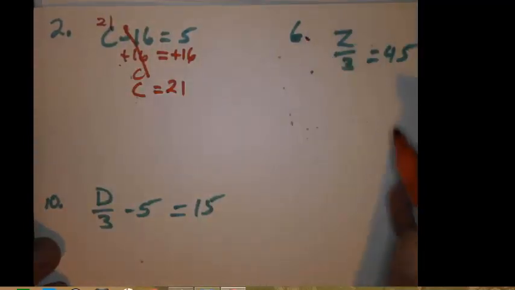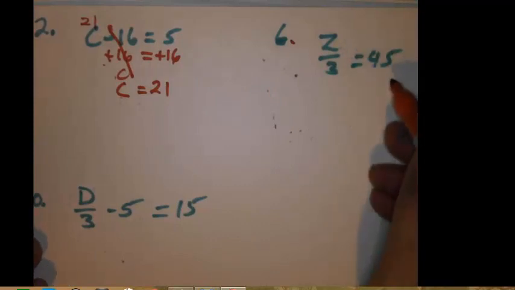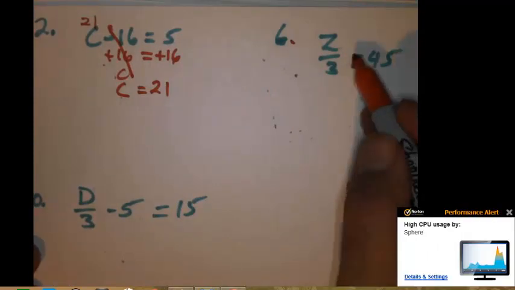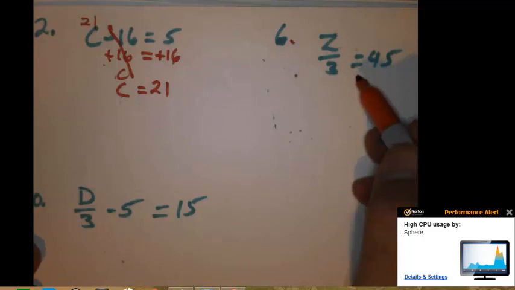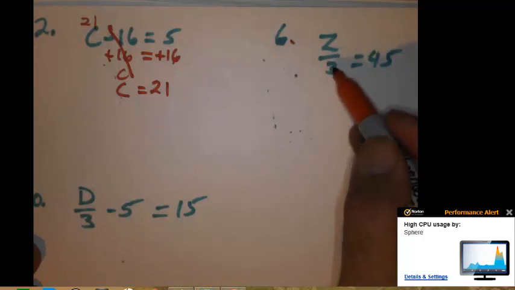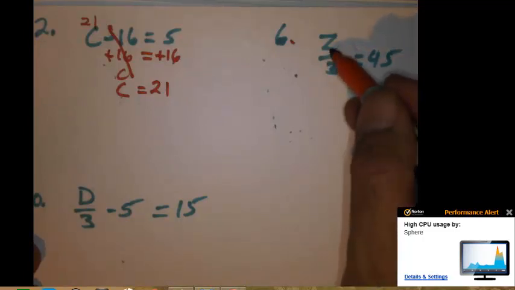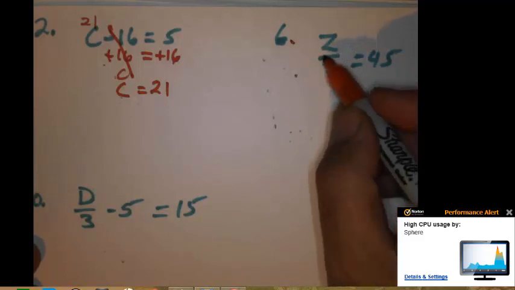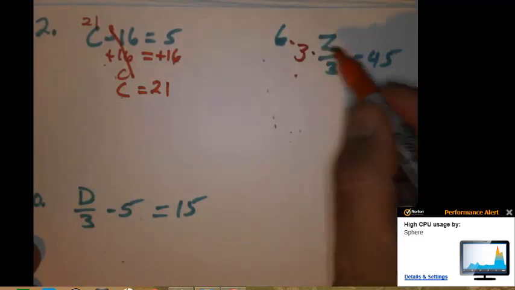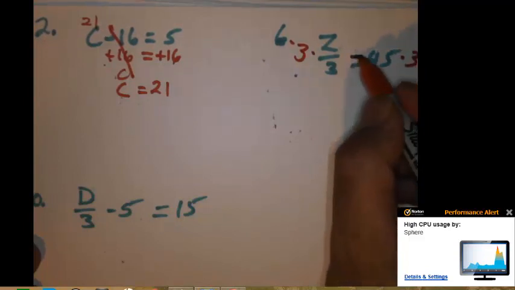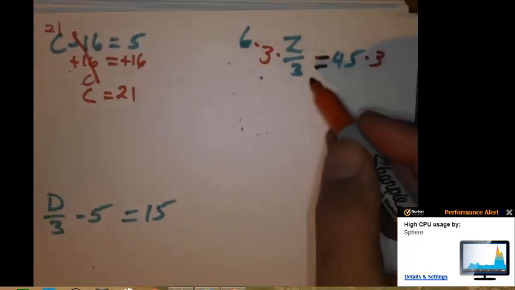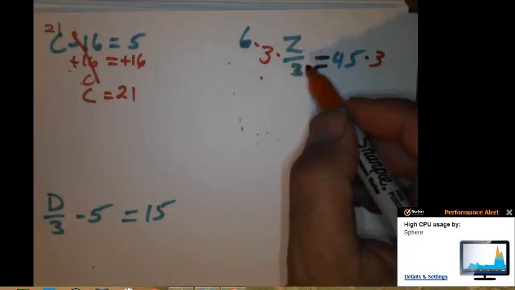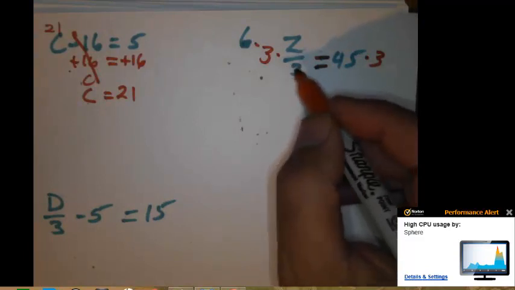Problem number 6. We have z divided by 3 is equal to 45. We don't have any pluses and minuses in this problem, so we go straight to the multiplication and division. Here we have z divided by 3. The opposite of divided by 3 is to multiply by 3. And we're going to do that again to both sides of the balance equation because it's equals. Okay? I'm going to show you the long way on why the cancelization works for this.